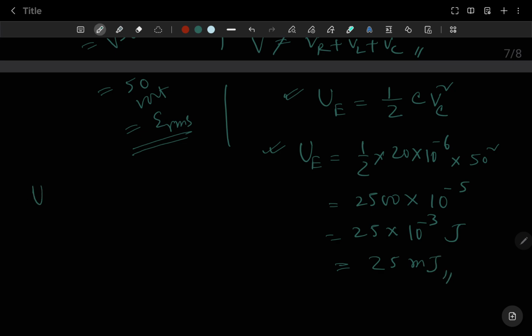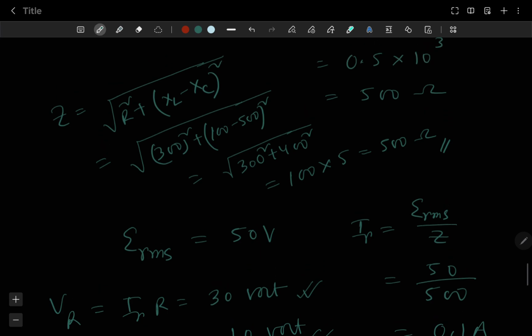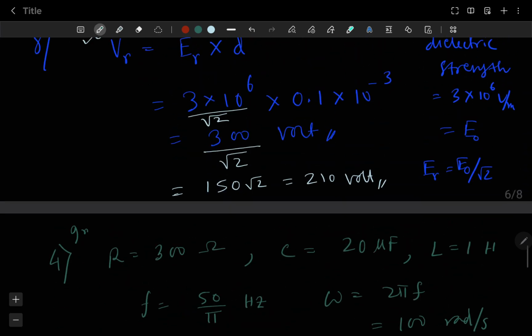And the magnetic energy will be half Li square, alright, so it is half, L is 1 Henry and I is 0.1, so it is 0.5 into 0.01, so 5 into 10 to the power minus 3 joule, so it's 5 millijoule. So this type of problem is very much asked in boards, and this problem is also important.